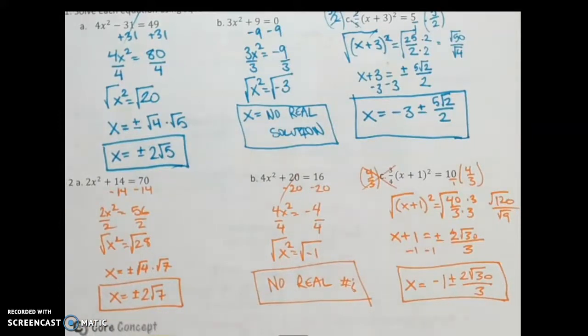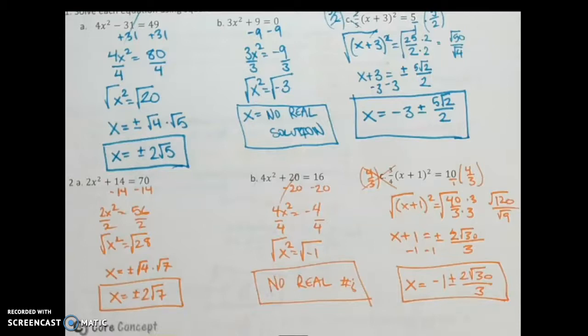Okay, so 2A, x equals positive and negative 2 root 7. 2B, no real numbers, no real solution, something like that. And C would be x equals negative 1 plus or minus 2 root 30 over 3, or plus or minus 2 root 30 over 3 minus 1.